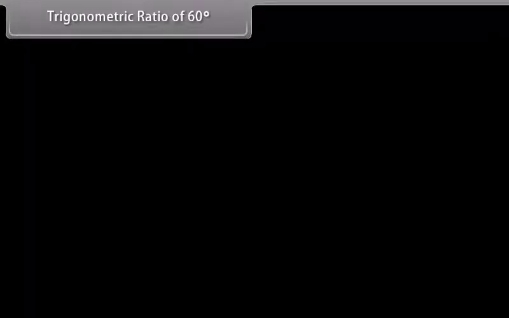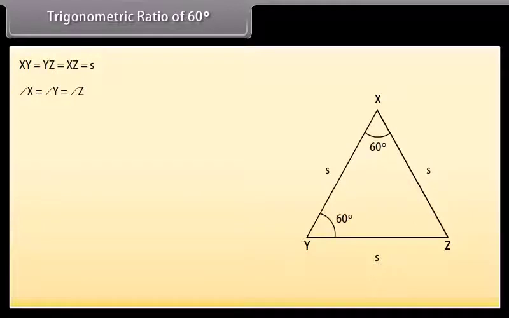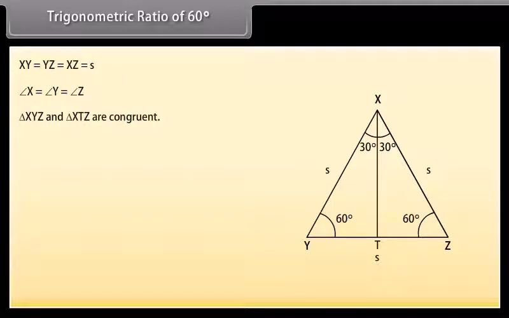Trigonometric ratio of 60 degree. Consider the same equilateral triangle XYZ. Recall that XY is equal to YZ, which equals XZ, which is equal to s. Angle X is equal to angle Y equals angle Z. XT is a perpendicular from vertex X, which intersects side YZ at T. Triangles XYT and XZT are congruent. Therefore, YT is equal to ZT equals 1 upon 2 s.